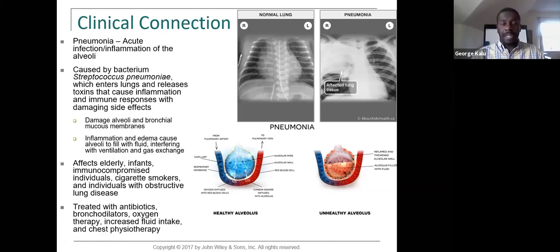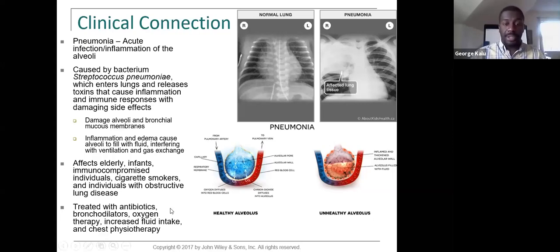Okay. And so pneumonia can sometimes just be a bacterial issue that comes up. The people who are most susceptible to it are people who are either elderly or infants, or people who are immunocompromised, and people who are cigarette smokers. Although it can happen to a few other people as well, but those are the people who are most susceptible to developing pneumonia.